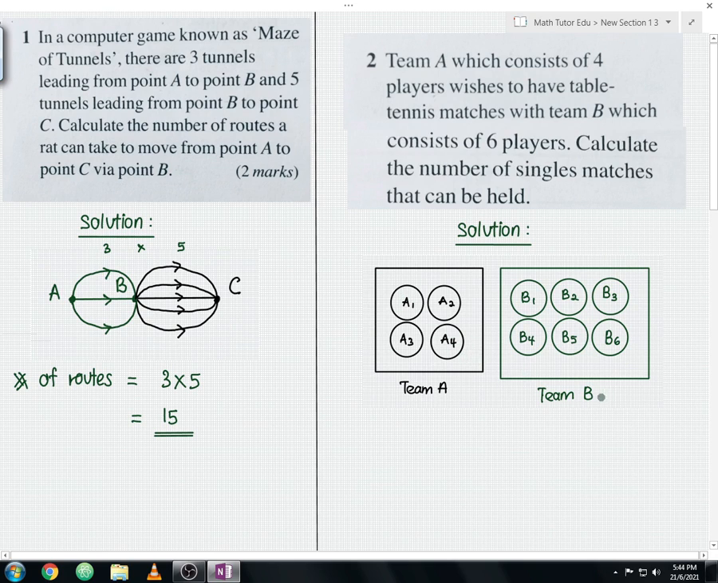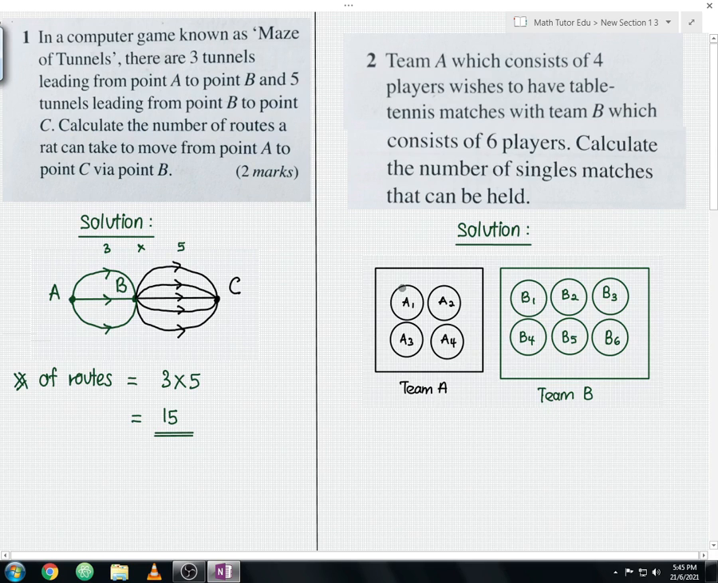And then team B, you have 6 players, so I write them in terms of numbers, which is B1, B2, B3, B4, B5 and B6. So it will be easier for us to see them. From here, we need to calculate the number of singles matches that can be held. Since team A and team B are deciding to play table tennis, we need to form the matches between team A and team B. So how many possible singles matches can we form?